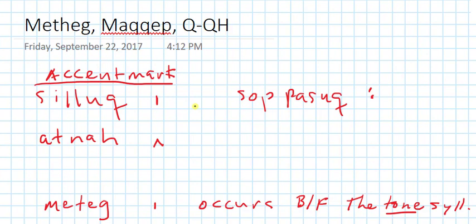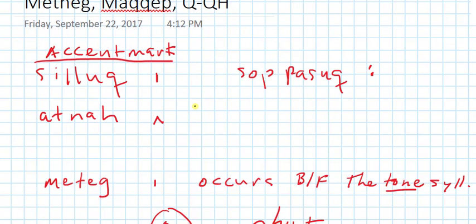When we meet a metheg, it is telling you not that the vowel is stressed, rather, it's telling you to preserve the pronunciation of the vowel that it's next to and not to hurry over the pronunciation to get to the stress. Or to put it another way, a metheg never marks a tone syllable. It always marks a vowel somewhere before the tone syllable.